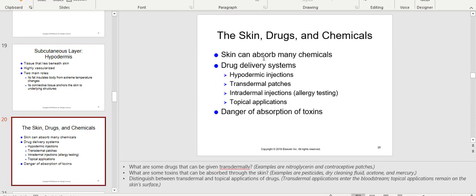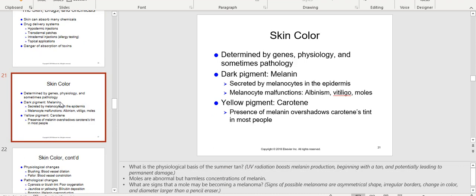Skin can absorb many chemicals, making it a drug delivery system. People can get testosterone and estrogen as a cream, and you just rub it onto your skin. But please be careful with anything you put on your skin. Deodorants and antiperspirants, these kinds of things, can be troublesome to some people. So just be careful.